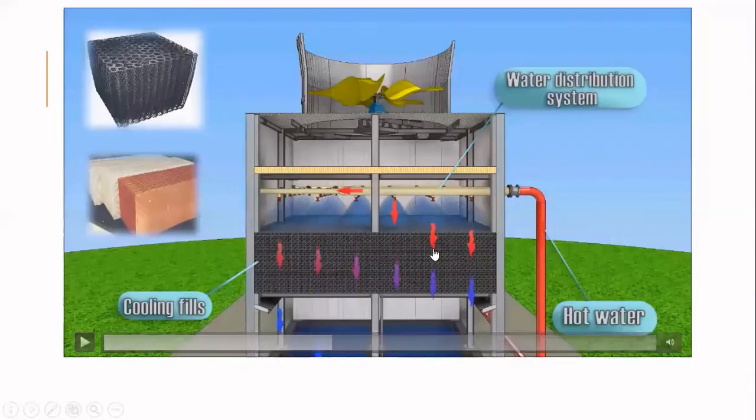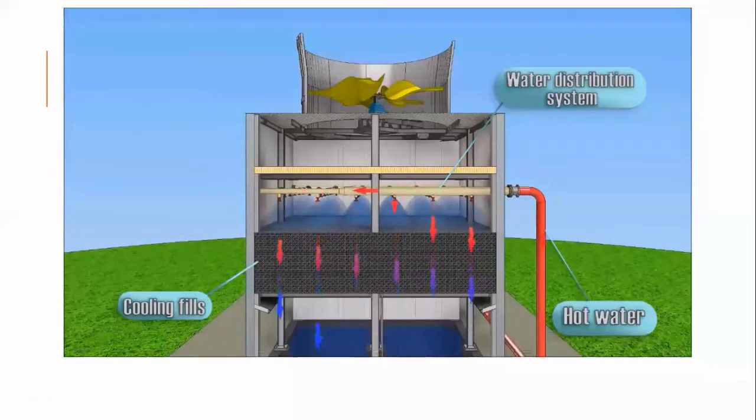Now here you can see the arrows. The red arrow is indicating that the water is hot, and the blue arrow is indicating that the temperature has dropped down. We are going to use the same notation throughout the module for all the animations.